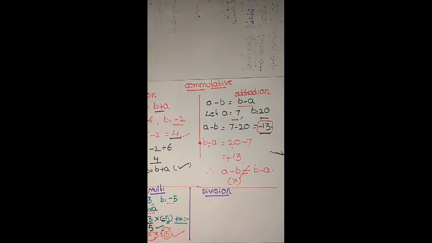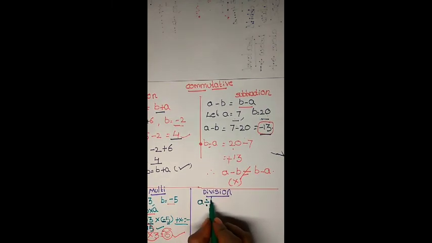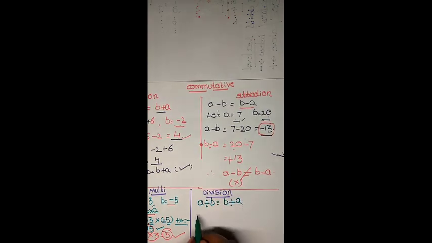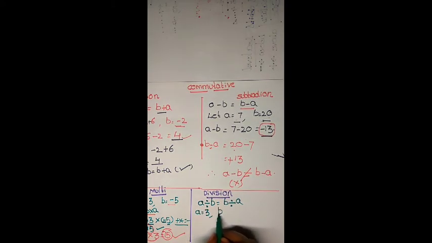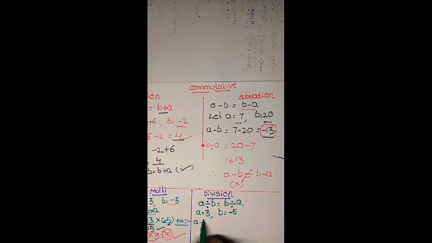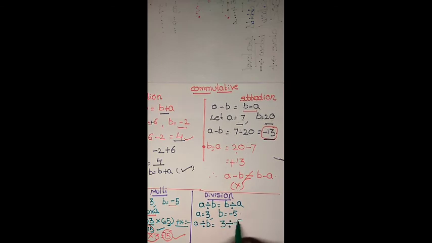Now let us check for the division. For division, what is the condition? If A, B belongs to Z, A divided by B equals B divided by A. This is our condition. Now let us take A as 3 and B as minus 5. Now what we have to do? We have to substitute these values in A divided by B. So our A is 3 and the divided by symbol, and don't forget the sign, that is minus 5.